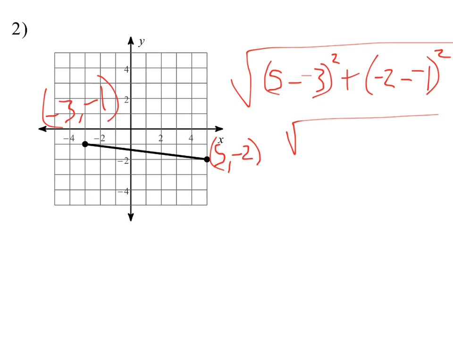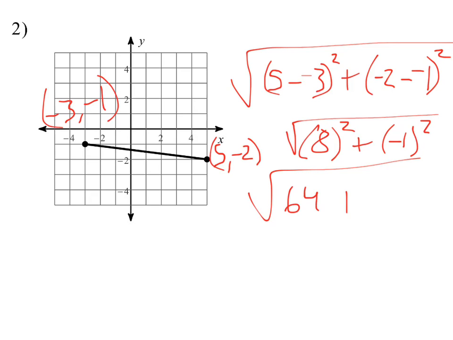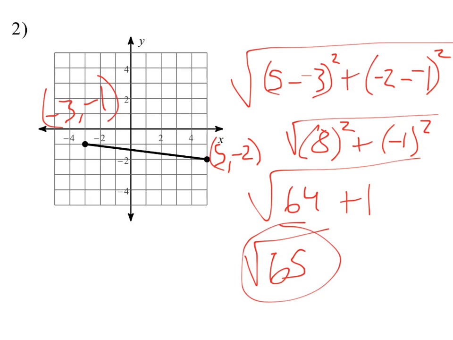And that'll give me, see, 5 minus -3 gives me 8. I'm going to square that. And then -2 minus -1 is the same thing as -2 plus 1, which is just -1. And I'll be squaring that. And that'll give me 64 and 1. So I got the square root of 65.